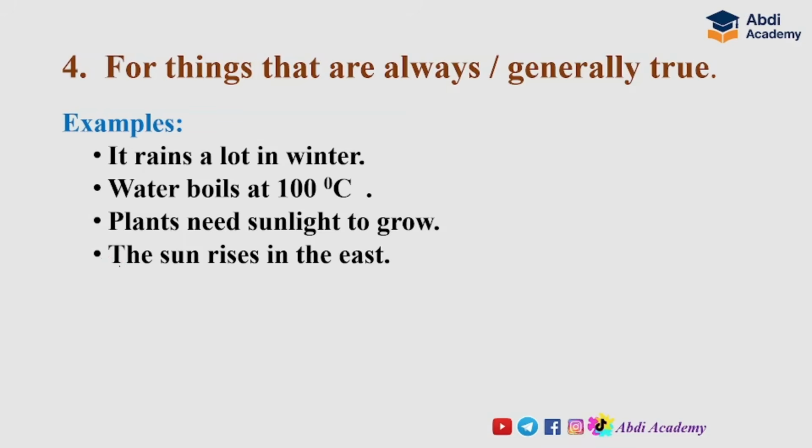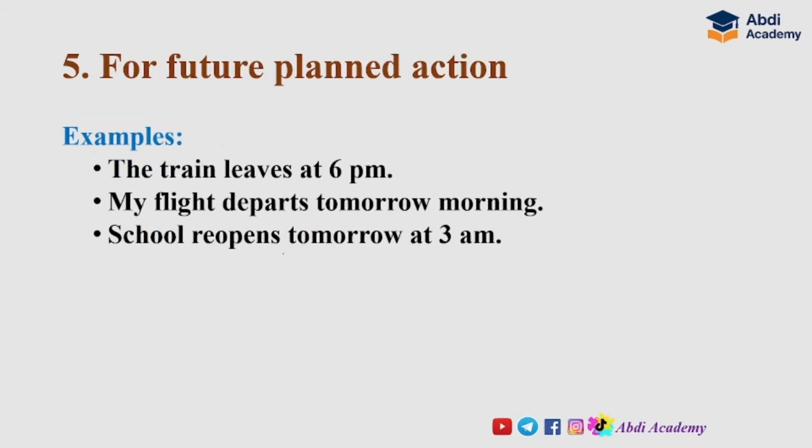Or the sun rises in the east. This is also generally true. So this is the usage of present simple tense. The fifth usage of present simple tense is to indicate a future planned action. Don't be confused again, guys. Whenever you want to talk about an action which is planned in the future, which is obvious and you are sure about the action, you need to use present simple tense.